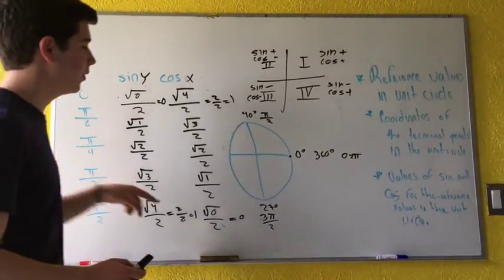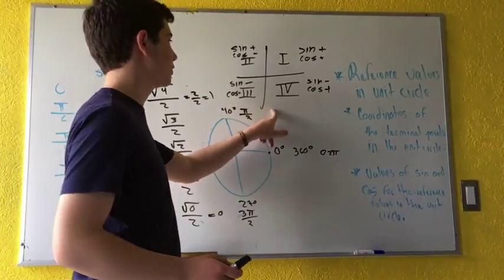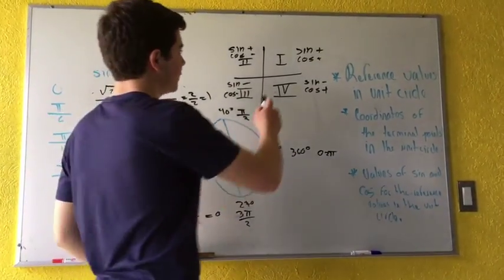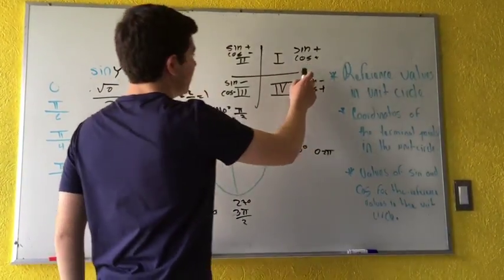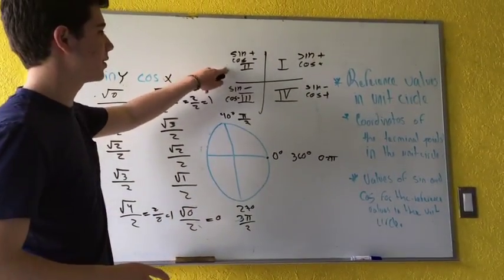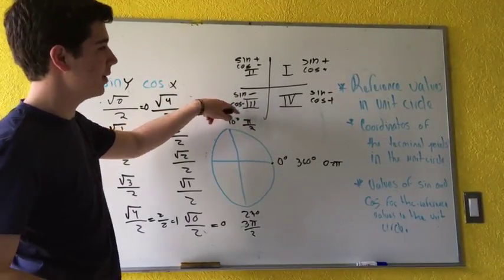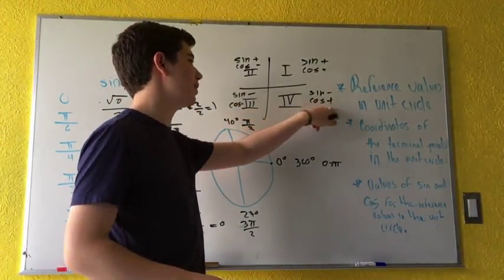But if we want to know the exact position of a number, we must know the quadrants. In the first quadrant, sine is going to be positive, the same as cosine. In the second one, sine positive, cosine negative. The third one, sine negative, cosine negative. In the fourth one, sine negative and cosine positive.